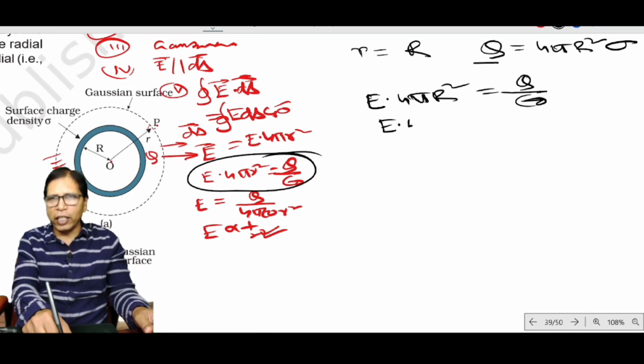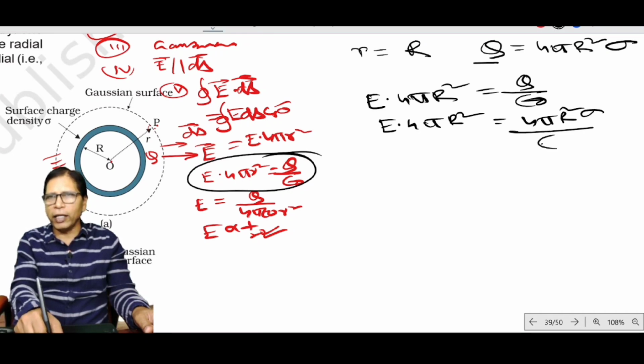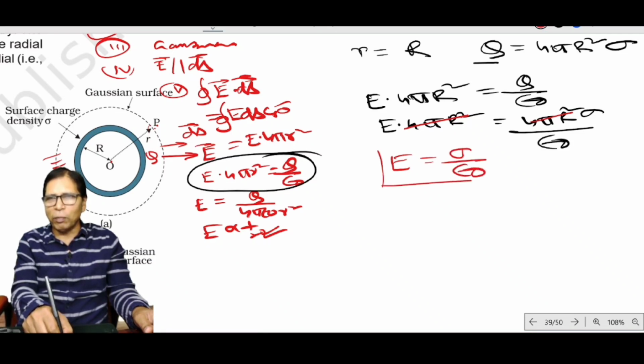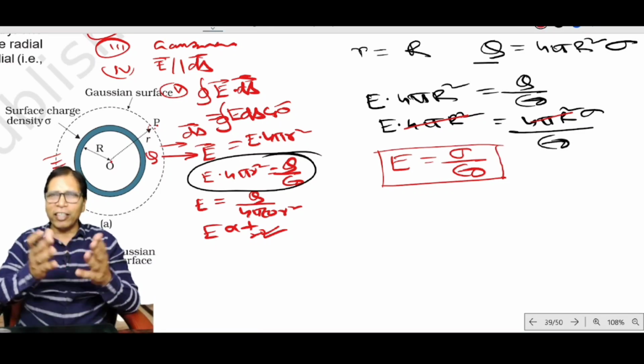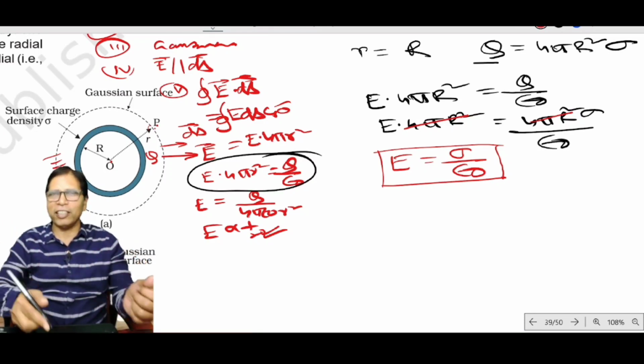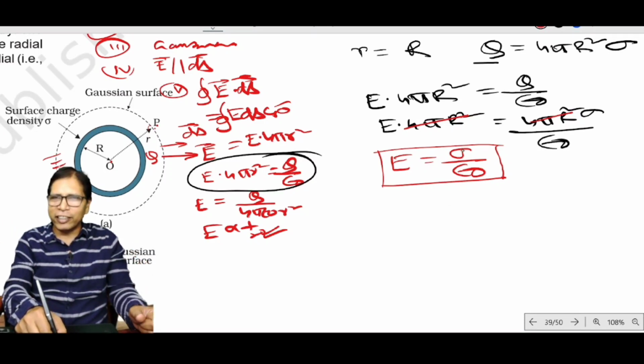So E into 4 pi r square equals 4 pi r square sigma by epsilon naught. The 4 pi r square cancels, so E equals sigma by epsilon naught. Therefore, the electric field on the surface of the conductor or spherical shell does not depend on its radius. It is constant, sigma by epsilon naught.